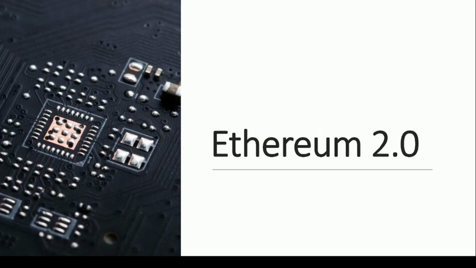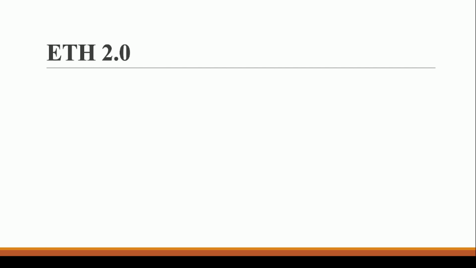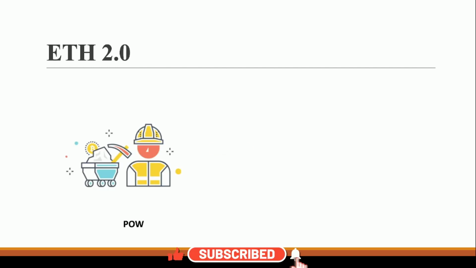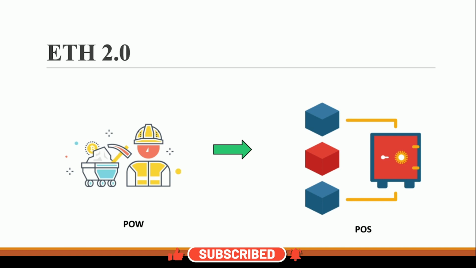Hi, now in this video we are going to talk about Ethereum 2.0. So let us see what it is. On 15th September 2022, Ethereum shifted from a proof of work blockchain to a proof of stake blockchain.